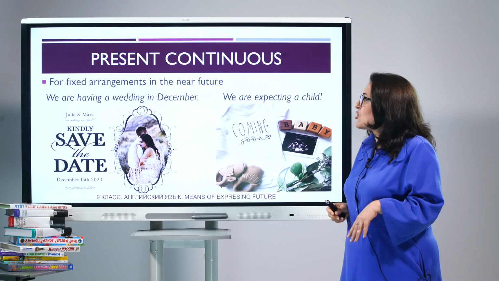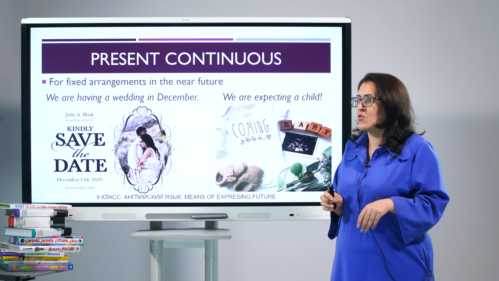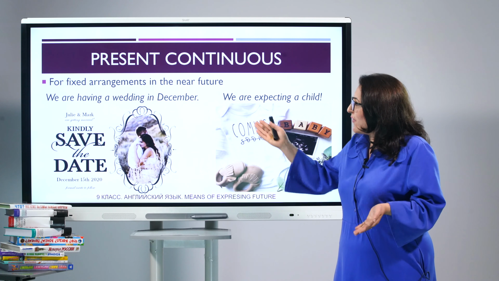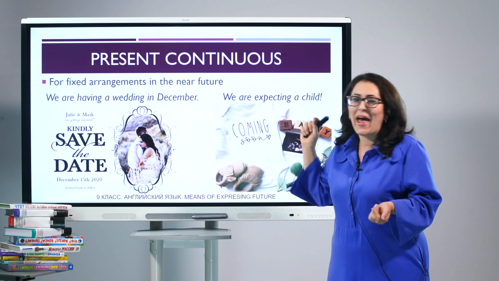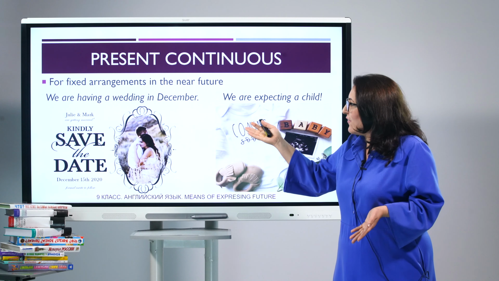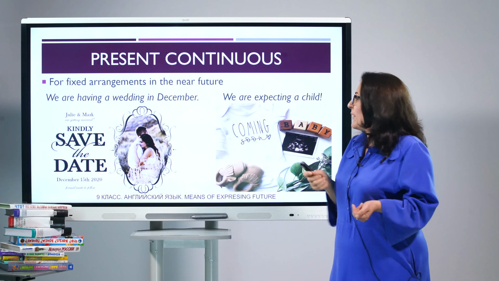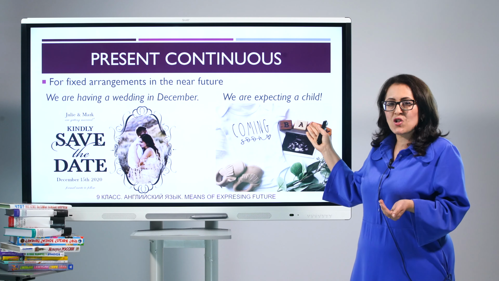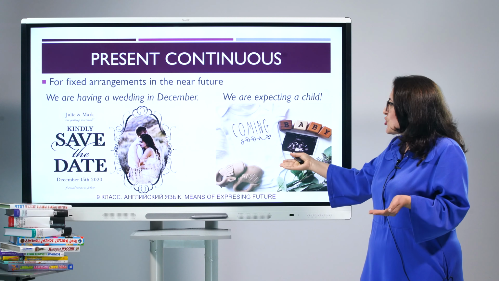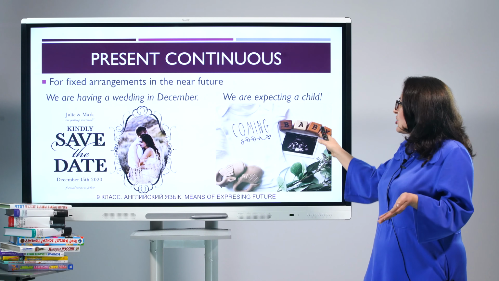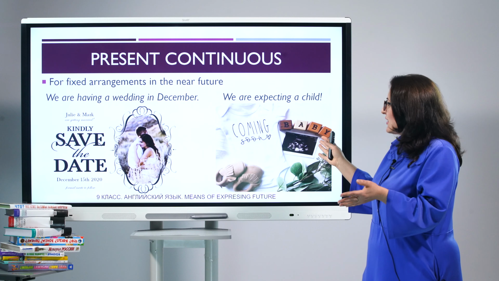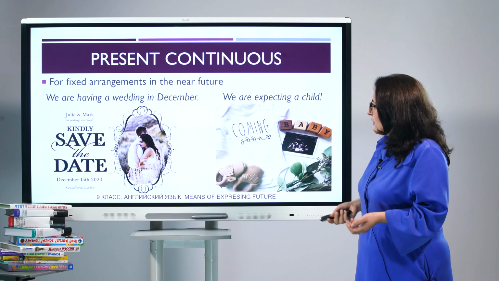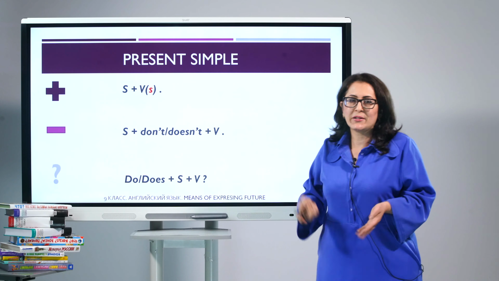So present continuous is used for fixed arrangements in the nearest future. And what is this arrangement? In the first picture, we have an arrangement for whom? For Julie and Mark, who are having a wedding in December. So it's clear, we use present continuous. And here the arrangement is clear too. We have baby shoes, baby clothes, X-ray photos, and all this is about the baby which is going to be born. So we are expecting a child.